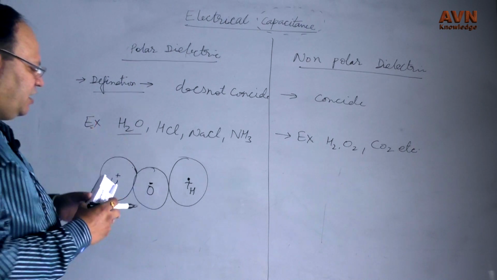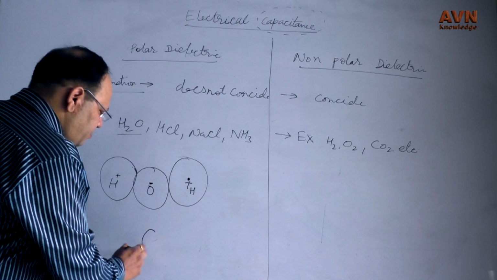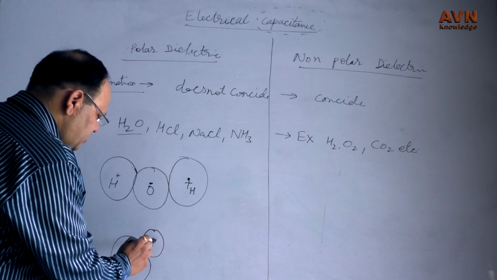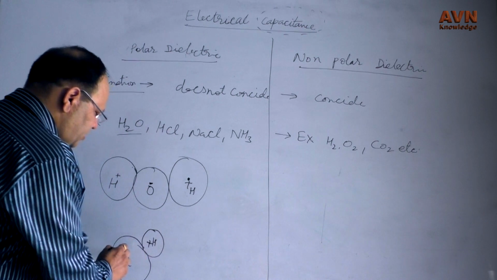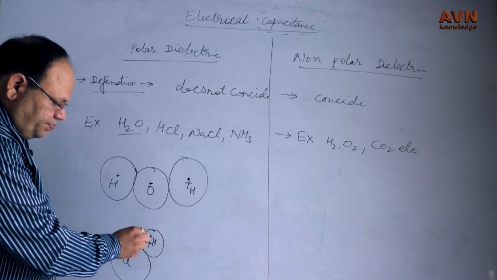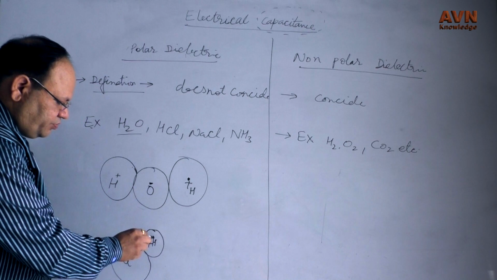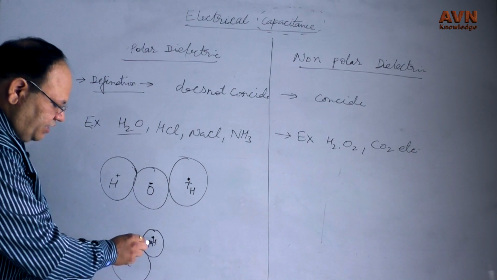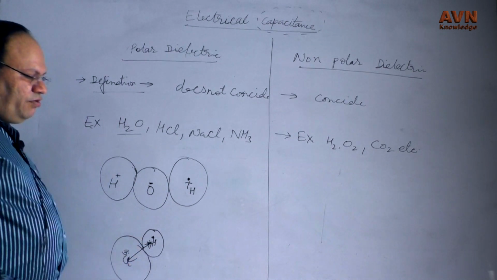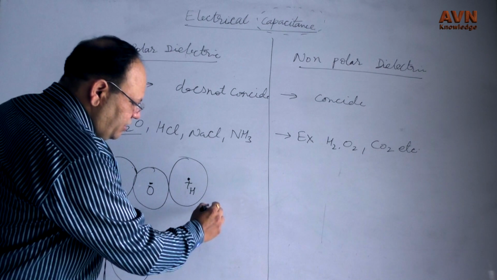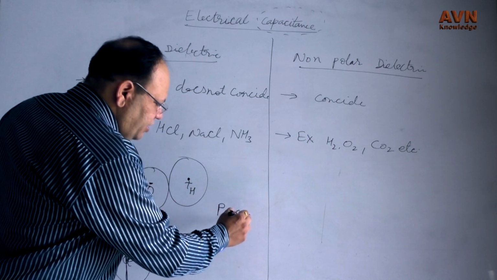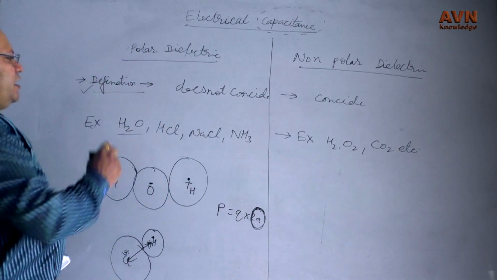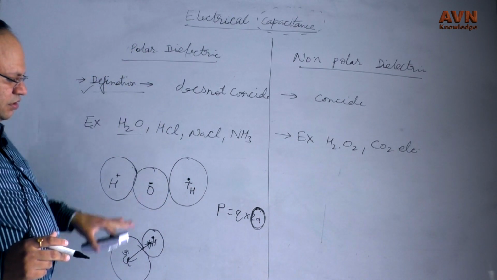Another example is HCl. This is H, this is Cl: H plus, Cl minus. So what is the center of mass of positive charge? This is the center of mass of positive charge. What is the center of mass of negative charge? This is the negative charge. They are separated because they have some distance. What is the electric dipole moment? Q into 2a. So here we have a separation distance in the polar dielectric substance.